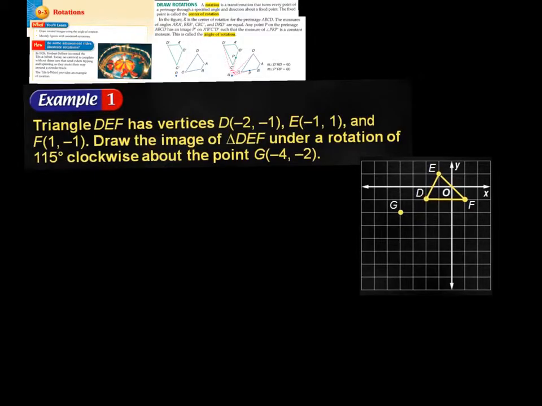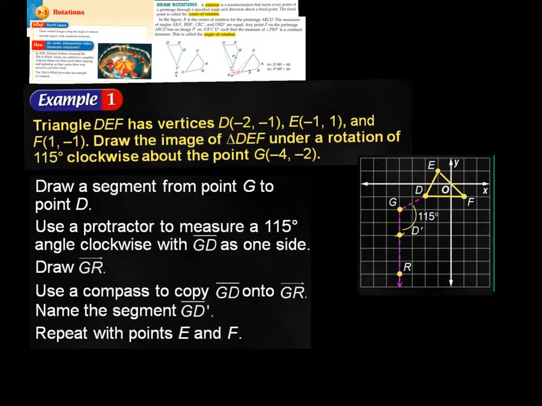For our first example, they gave us triangle DEF and asked us to draw the image of triangle DEF under a rotation of 150 degrees clockwise about the point (-4, -2). So first, of course, we need to plot all of our points and connect the triangle. Next, we're going to draw a segment from G to point D and use a protractor to measure a 115-degree angle clockwise with GD as one side.